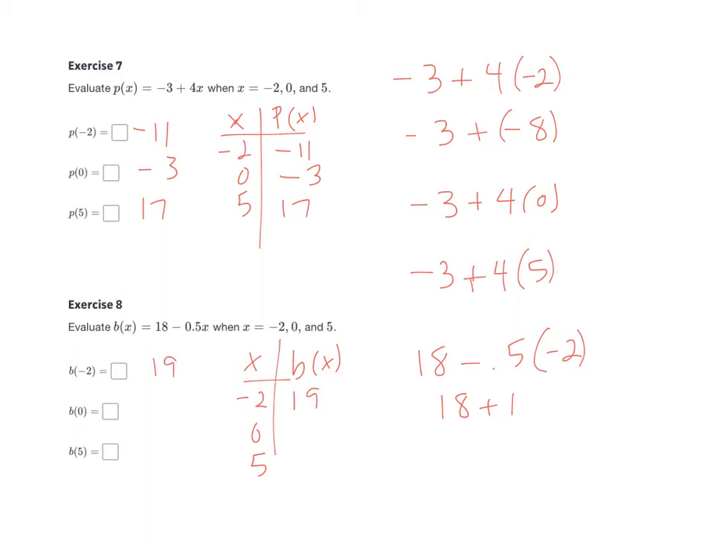When x is 0, you would get 18 minus 0.5 times 0. So that's just 18. And then we have +5. So +5 would be 18 minus a half times 5. So half of 5 is 2.5. 18 minus 2 is 16. Take away one more half would be 15.5.